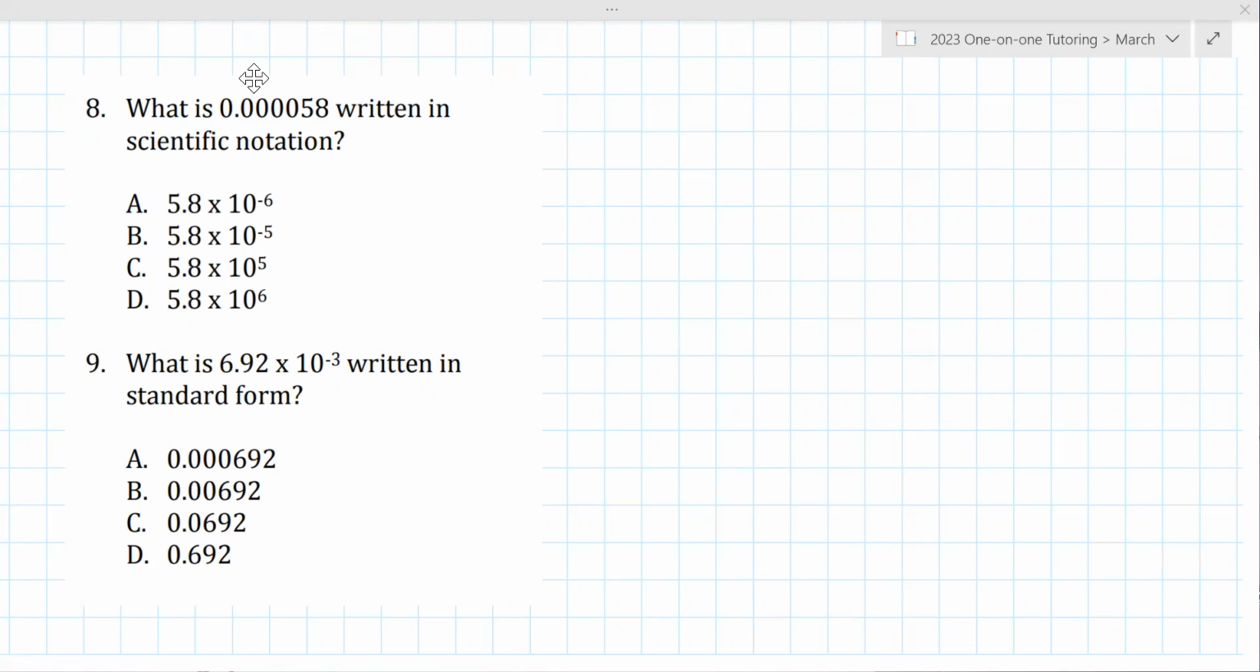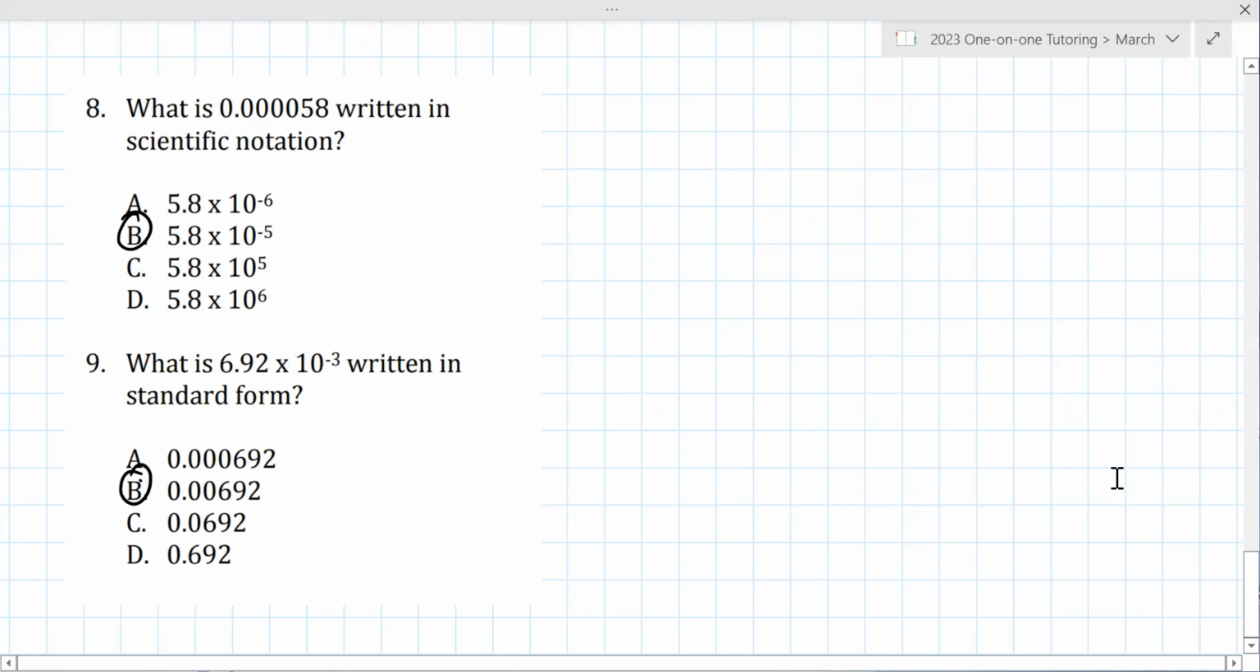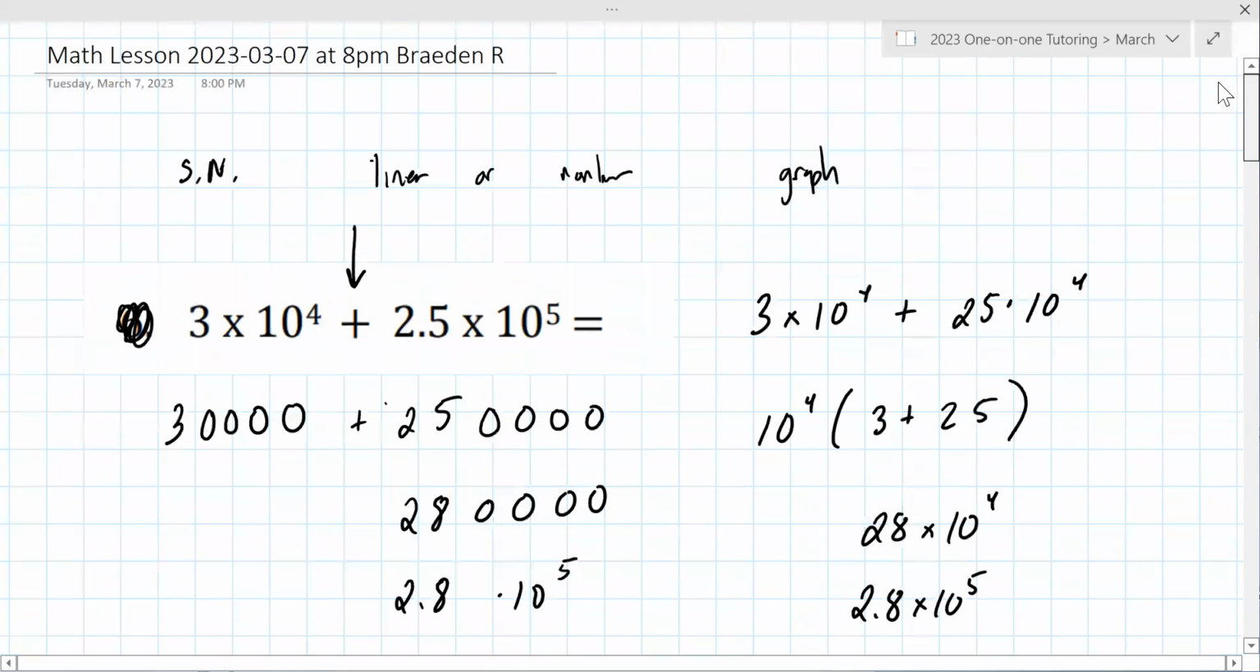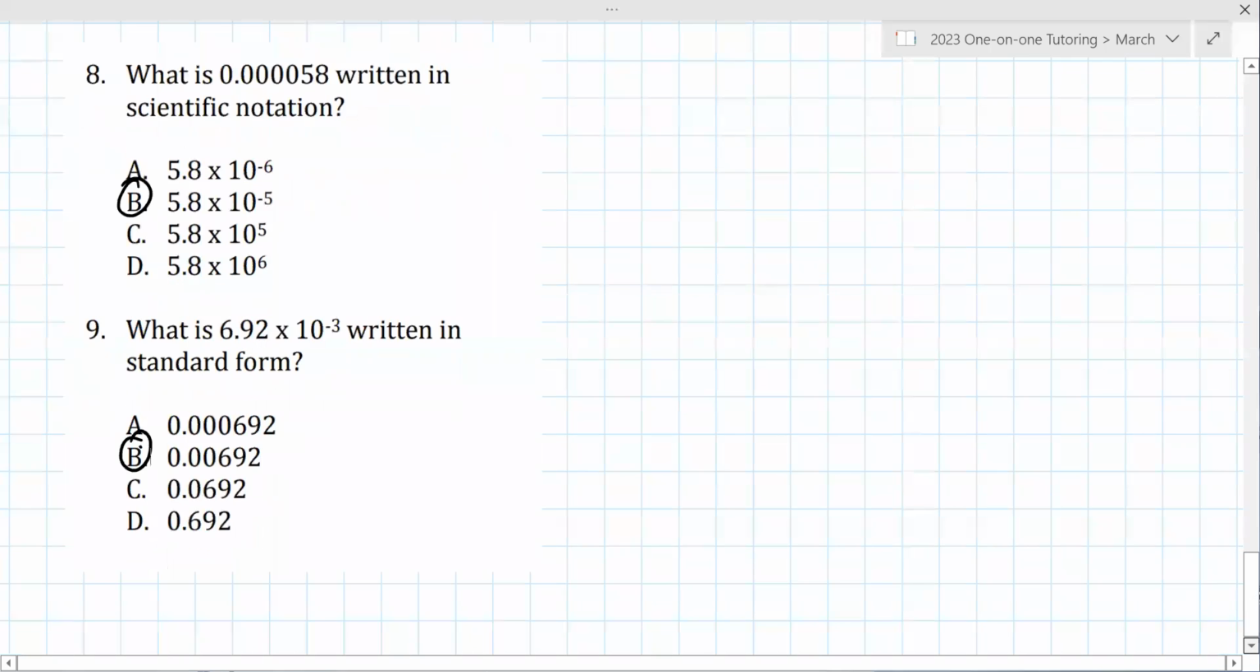B. I think it's B for the first one. Okay, B is correct. And then B for the second one as well. All right, yeah, both good. All right, so let me just check back here. Okay, linear and nonlinear. Look at that here. All right, so let's look at something like this.